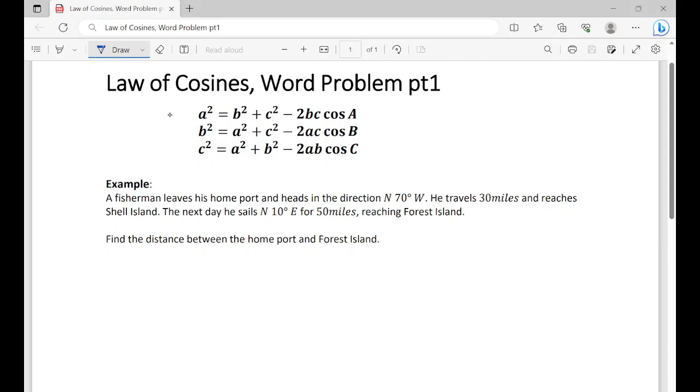When doing a word problem that involves the law of cosines, you're going to use one of these formulas here to be able to solve it. So let's look at our question. A fisherman leaves his home port and heads in the direction of north 70 degrees west. He travels 30 miles and reaches Shell Island. The next day, he sails north 10 degrees east for 50 miles, reaching Forest Island. Find the distance between home port and Forest Island.